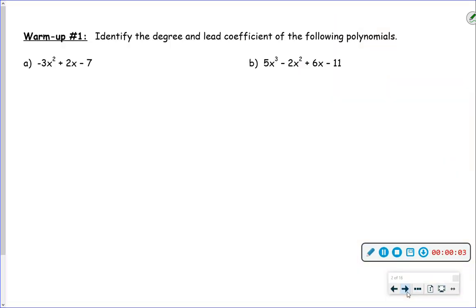Okay, because we're going to use degree and lead coefficient when we start doing some of these graphs today. All right, hopefully you got them. You didn't overthink it. Degree, of course, is the highest exponent. So this guy's a 2. This one's a 3.